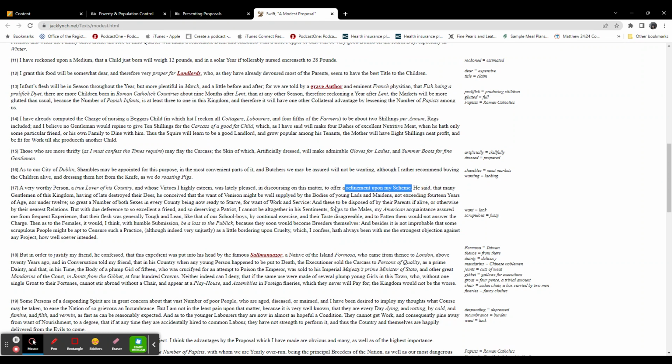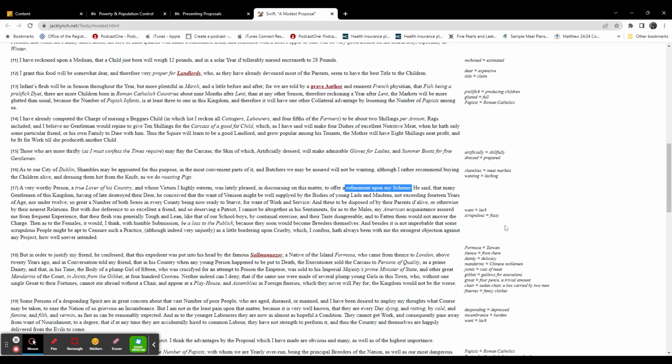So now this is a counter argument. Remember that with presenting proposals, there's claim, counterclaim, evidence, and rebuttal, right? And all of what Swift has been doing is presenting his claims on the topic. He's presenting reasons why you should adopt his proposal, and also the advantages, evidence, things like that. But now he's getting into the counter argument on the topic, which he is calling a refinement upon my scheme. So he's equating himself to a schemer, like all of the other people are schemers, but he's doing it in an ironic sense.